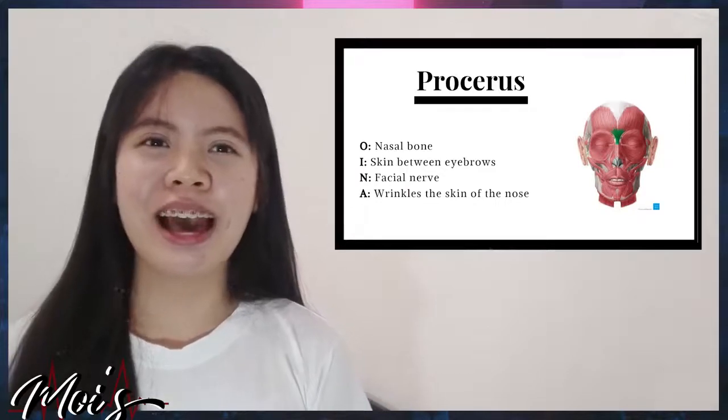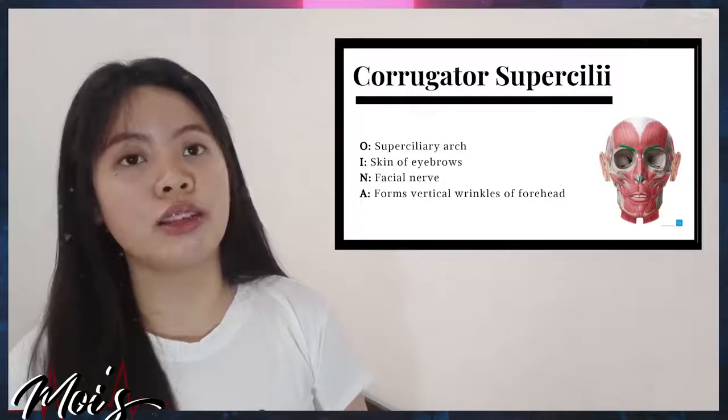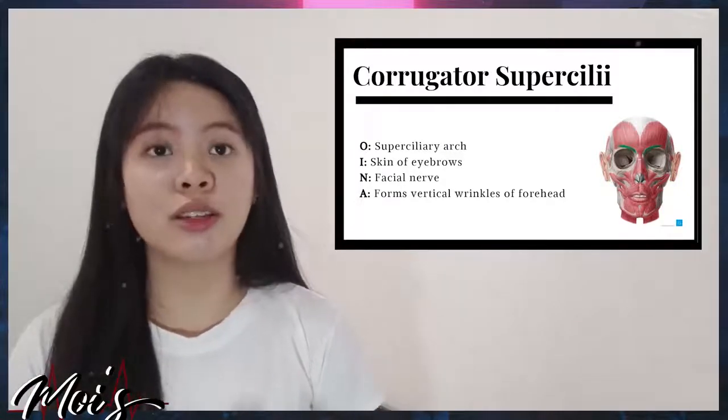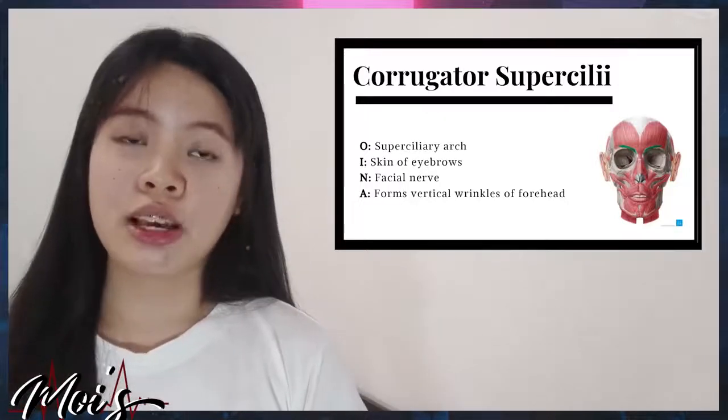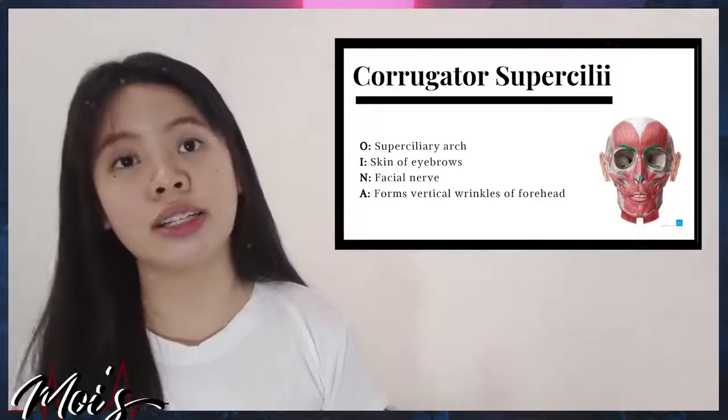So next we have the corrugator supercilii. This muscle originates from our superciliary arch and it inserts into the skin of our eyebrows. This is also called the frowning muscle because it forms wrinkles in our forehead.